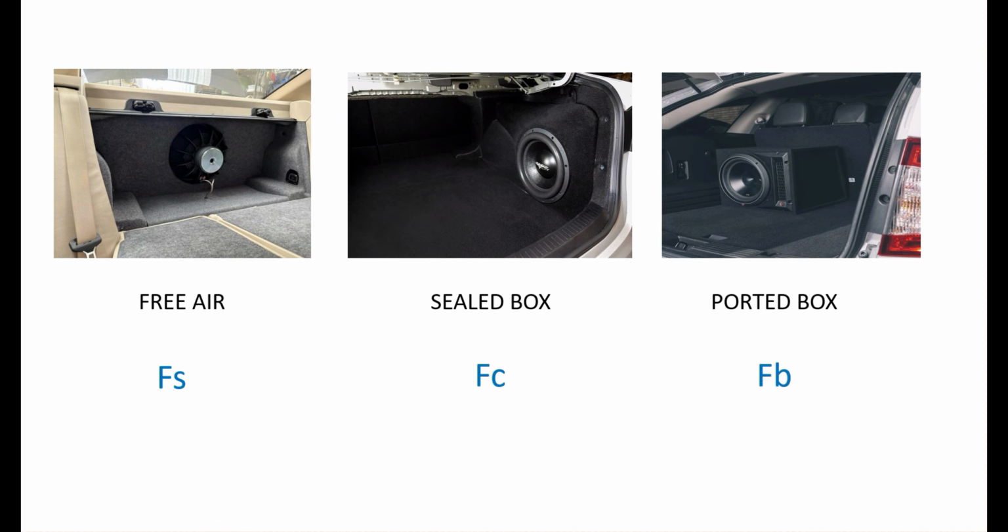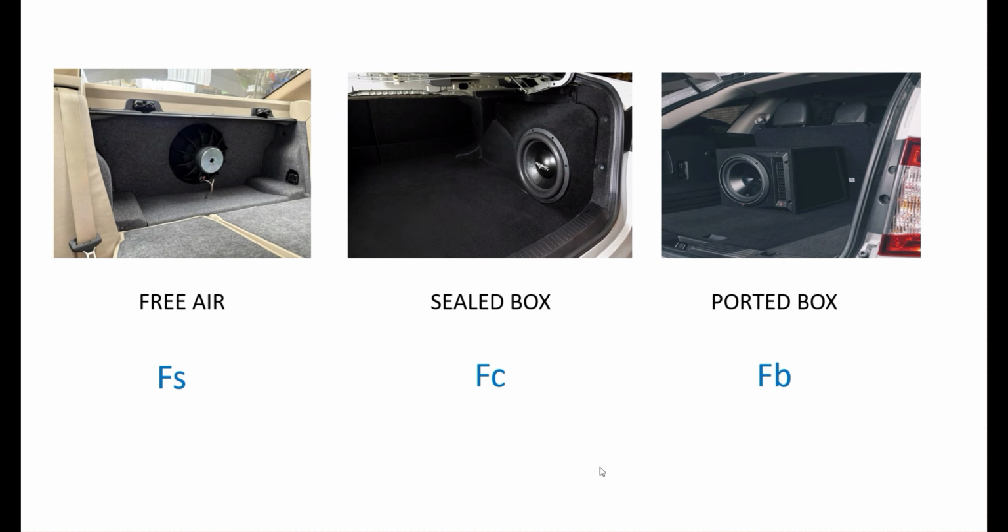Well, first of all, the terminology that we use, the shorthand that we use changes. So FS stands for resonant frequency in free air. S is free air. When we change to a sealed box, then we use the term resonant frequency in a sealed box, which is FC. So whenever you see the little symbol C, it means a sealed box, and in a ported box, the little symbol is B.